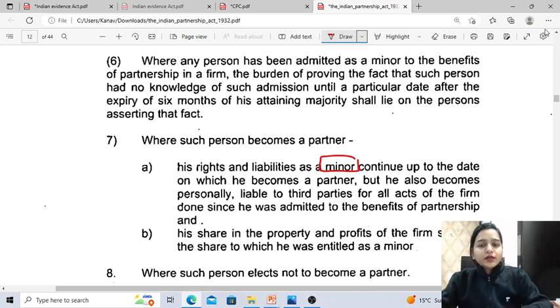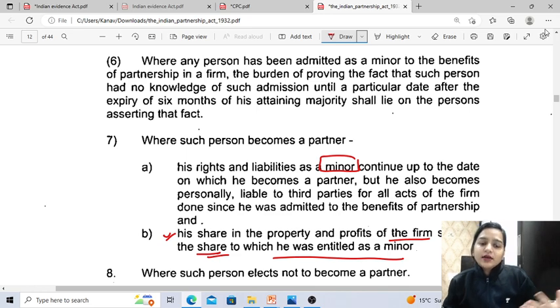Because अब तो वो पार्टनर बन गया, तो उस डेट के बाद अगर कोई भी एक्ट किया जाता है then he is liable to the third parties for all the acts of the firm done since he was admitted to the benefits of the partnership, and his share in the property and profits of the firm shall be the share to which he was entitled as a minor.